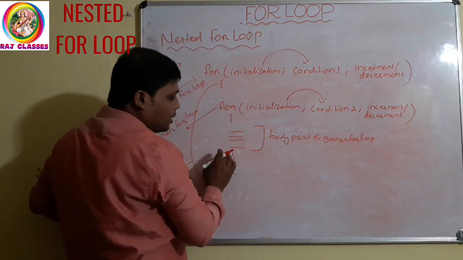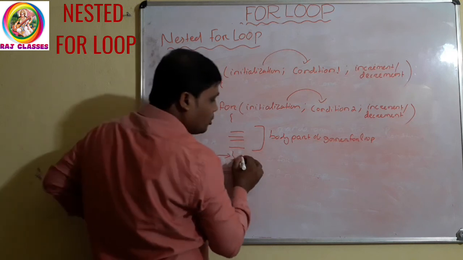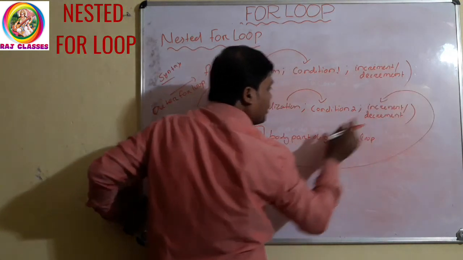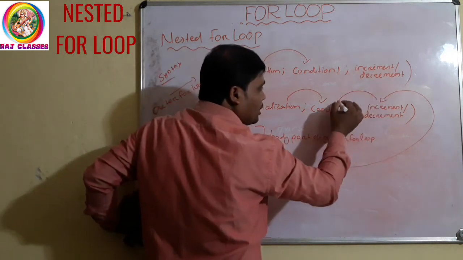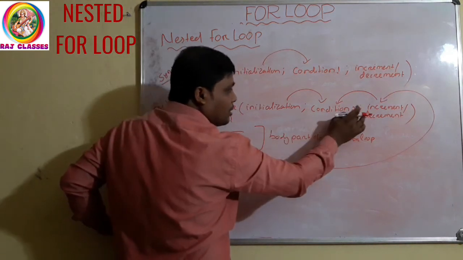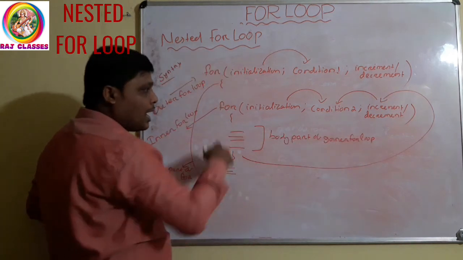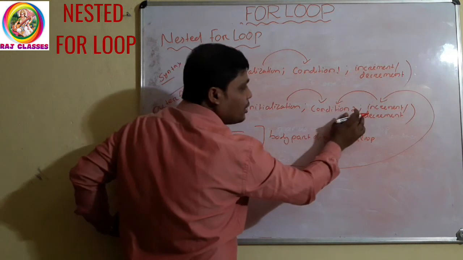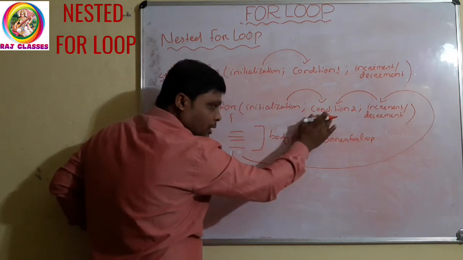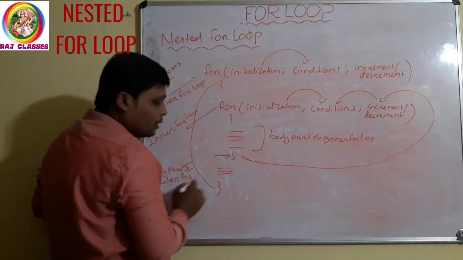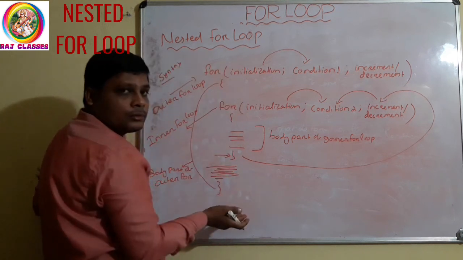Clear? After executing, when the control reaches the end of the inner for loop, again it will go to which part? The increment or decrement part of the inner for loop. Then after the increment or decrement, it will go to the condition part. If condition 2 is true, the body of the inner for loop will execute again, repeatedly, till the condition of the inner for loop is true. When the condition of the inner for loop becomes false, it will go out of the inner for loop. Then the other statements inside the outer for loop will execute.